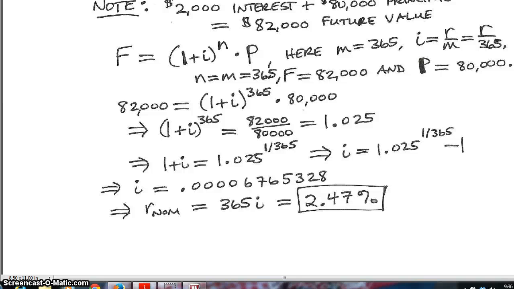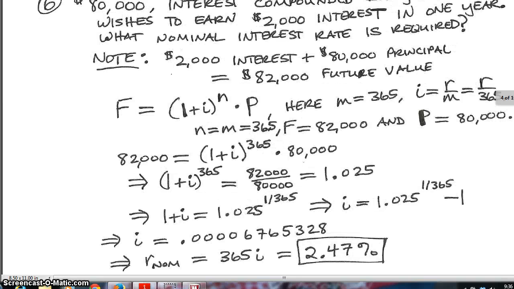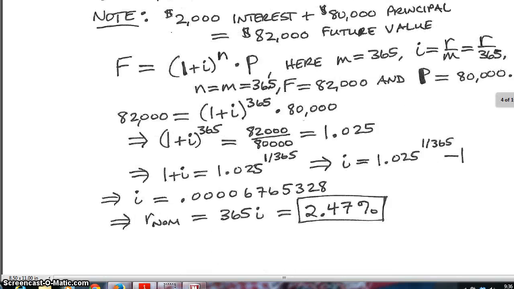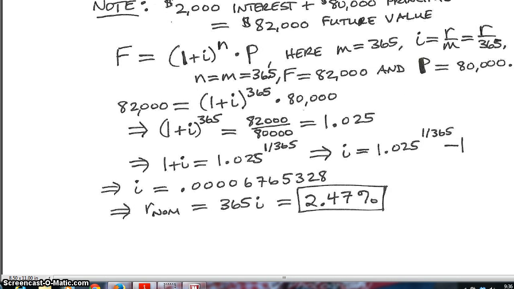You should have guessed somewhere around 2.5%, because 2,000 is 2.5% of 80,000. But you need a slightly lower nominal rate. I wish I could do a realistically higher interest rate. You'd see that this could be a little bit less than what it is here. Anyway, in the next video we'll go over the annuities problems.